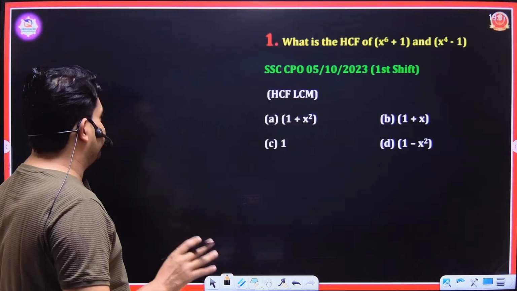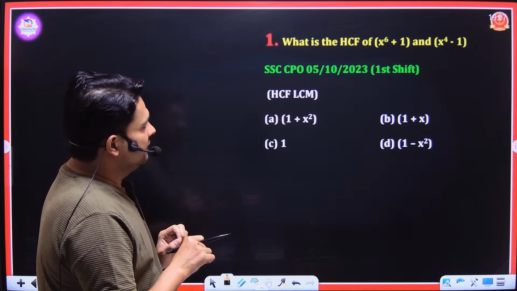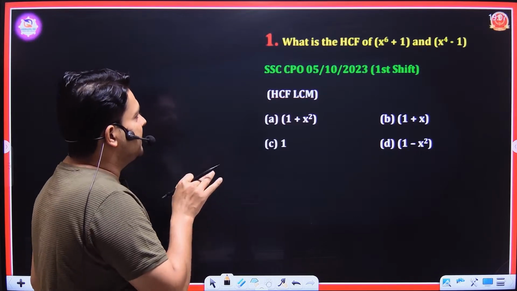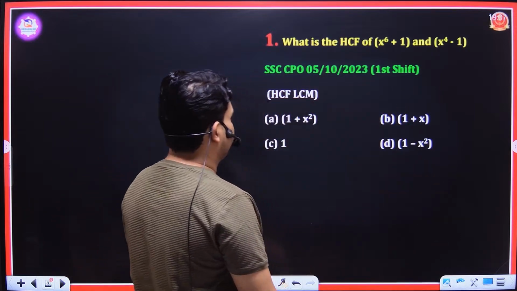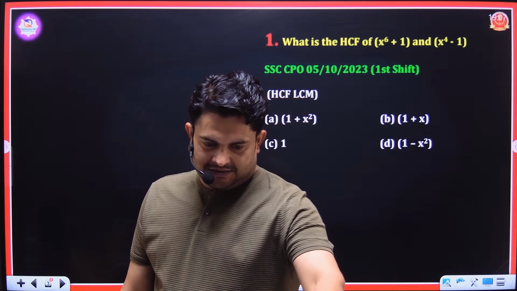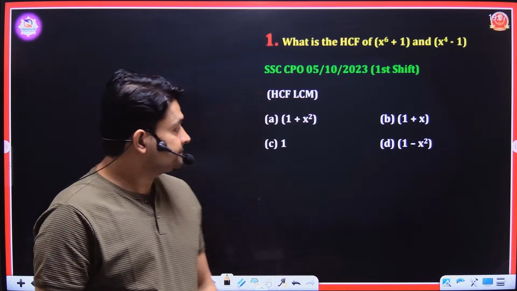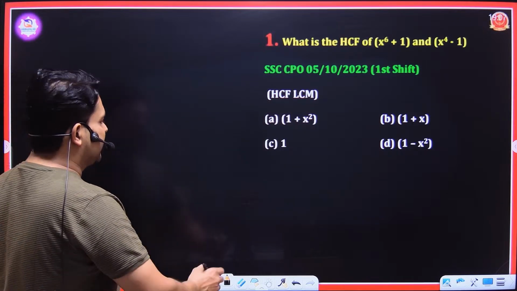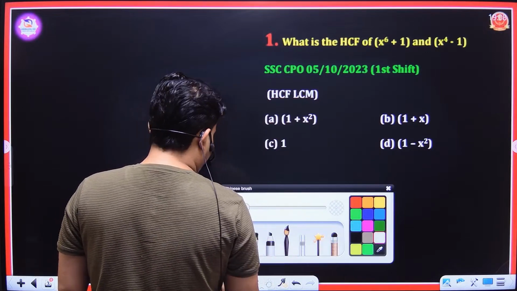So question number first. What is the HCF of x to the power 6 plus 1 and x to the power 4 minus 1? That question was asked in SSC CPO 5th of October 2023 first session. So you have to tell the answer of this question. So we have to find out the HCF. The meaning of HCF is highest common factor.